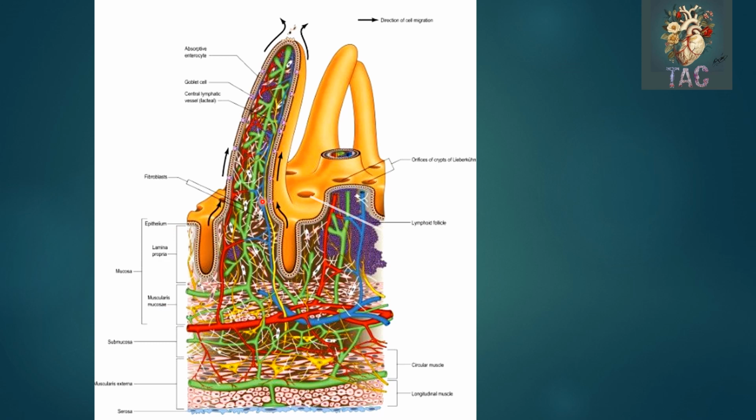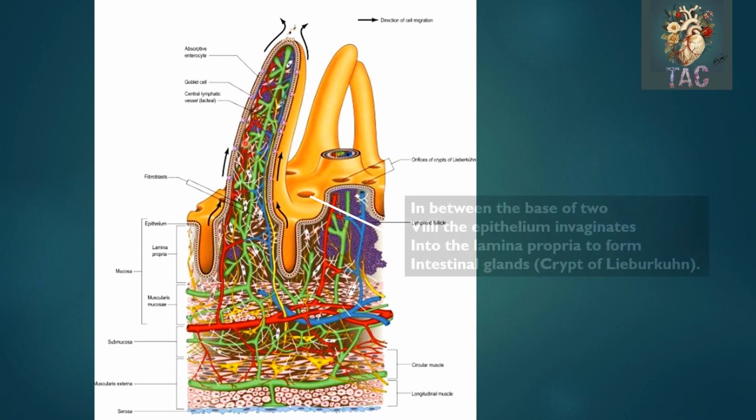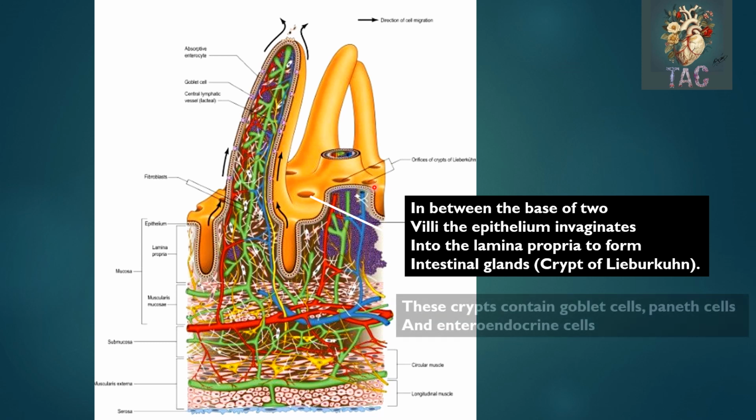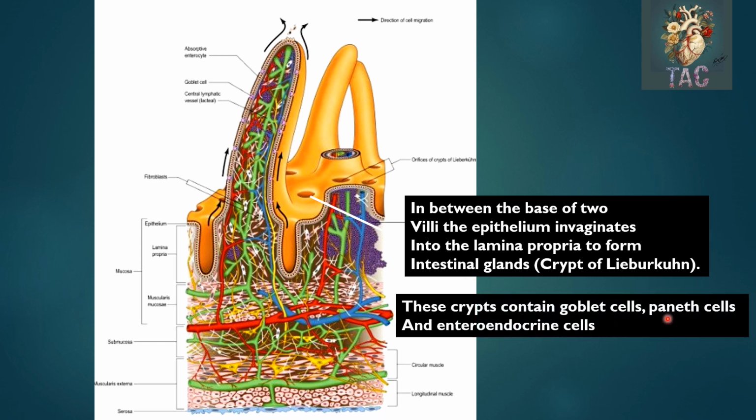You can see this is again the same diagram. This is the villus and the simple columnar epithelial cells. This one is the villus, and the epithelial cells are lined by the microvilli which form this striated border. In between the bases of the two villi, the epithelium invaginates into the lamina propria to form the intestinal glands or crypts of Lieberkühn. So you can see over here these are crypts, and these crypts contain goblet cells, Paneth cells, and enteroendocrine cells. So these are the intestinal glands or crypts of Lieberkühn.